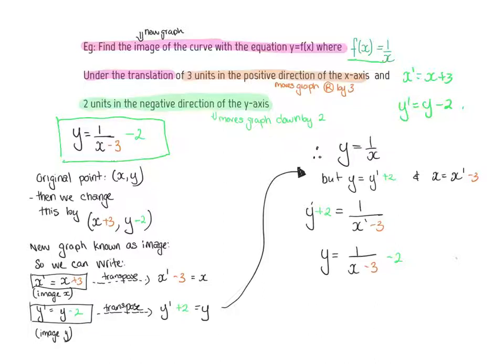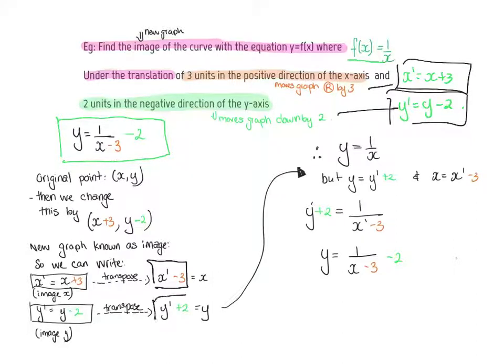Otherwise, we can use the image points that we've created over here, where I said that was that one and that was that one. So here I've written it out. The original point on the original function was (x, y). Then we change it to x plus 3 and y minus 2. So the image of x is x plus 3. If you rearrange them, we want to get x by itself so we can put it back into our original formula. So this is what our x is now, and this is what our y is now, because we've transposed it.